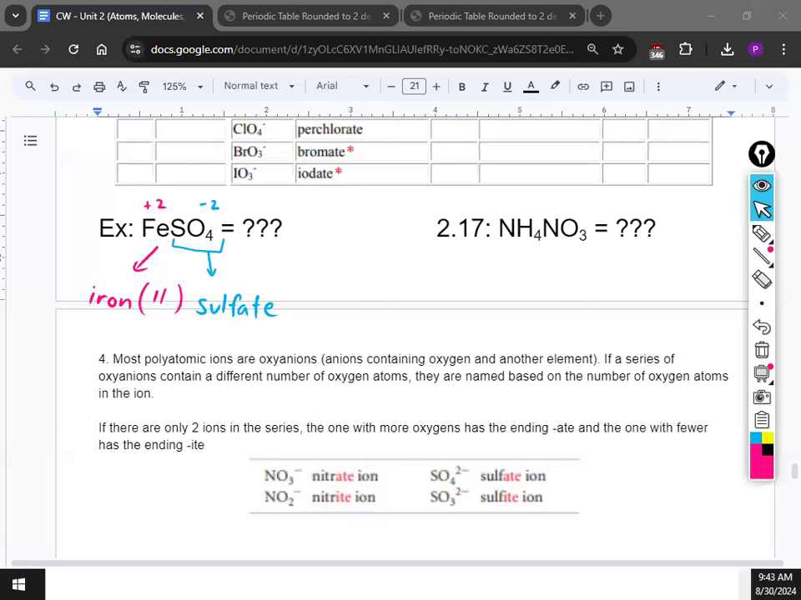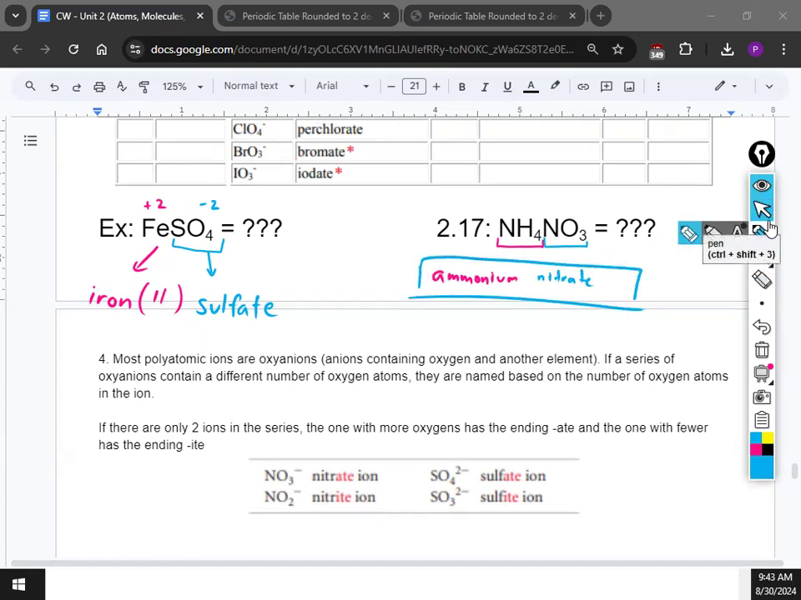Okay, so for this compound right here, hopefully you guys are able to identify that the cation is going to be NH4, and then the anion is NO3. Okay, if you guys go to the polyatomic chart up there, I'm not going to scroll up, but hopefully you guys can. NH4 is going to be ammonium, and NO3 is going to be nitrate. Okay, so your compound's name is ammonium nitrate. Super simple.